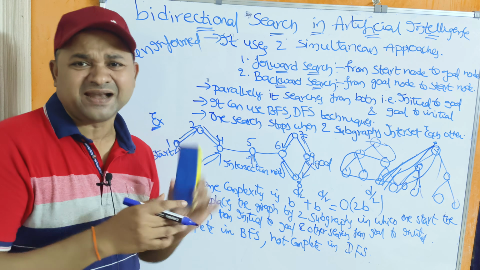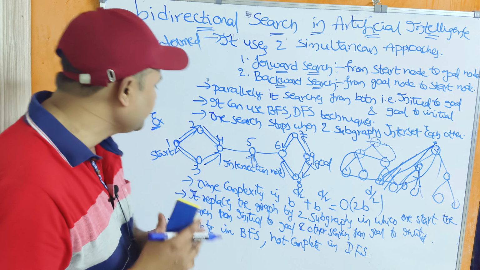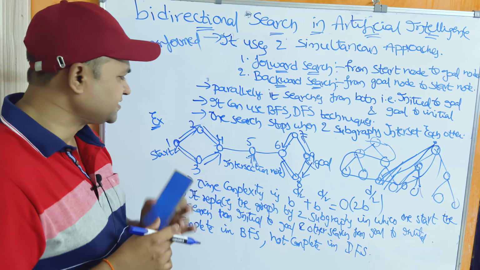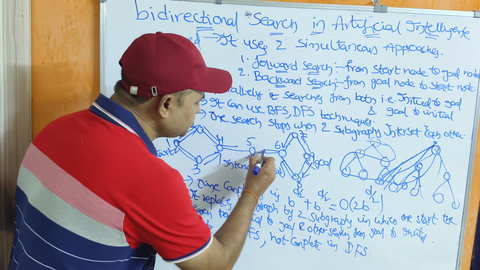This will be done parallelly. So here 1 to 3 as well as 9 to 8. So this will be done parallelly. 3 to 4 as well as 8 to 6. That will be done parallelly. Next 4 to 5. Next 6 to 5.